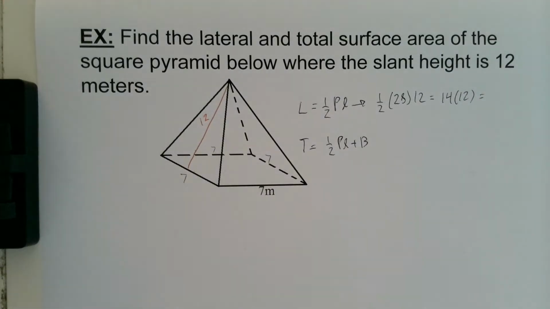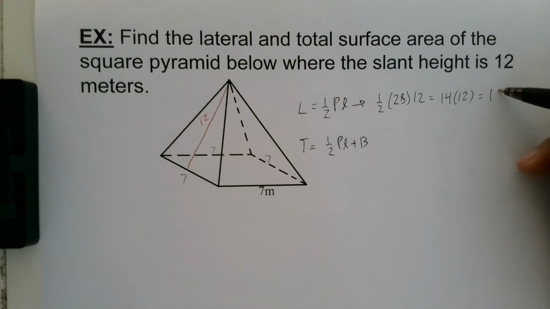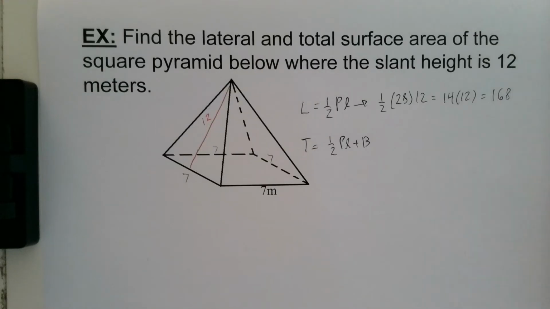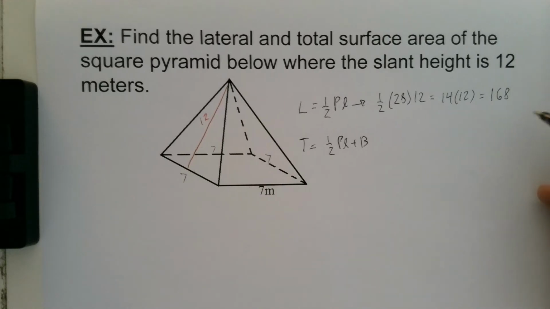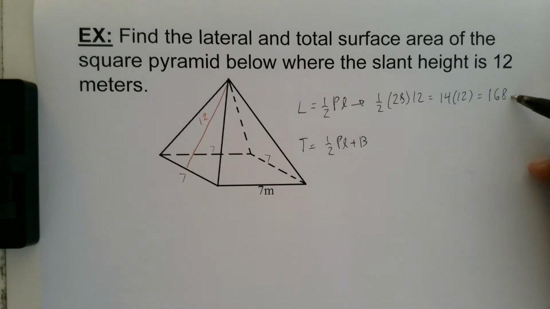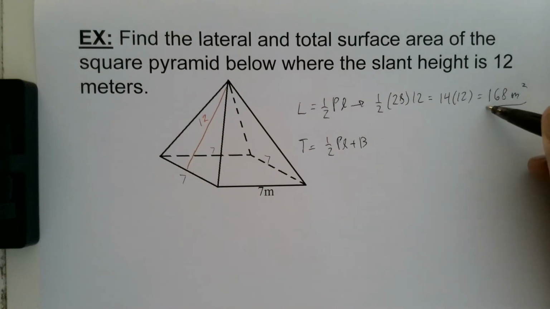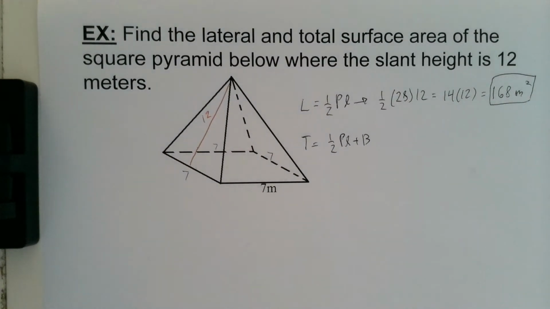What's 144 plus 28? 168, I think, if I did that right. Okay, so that's our lateral area. We want to make sure that we put meters squared, and we're good to go.